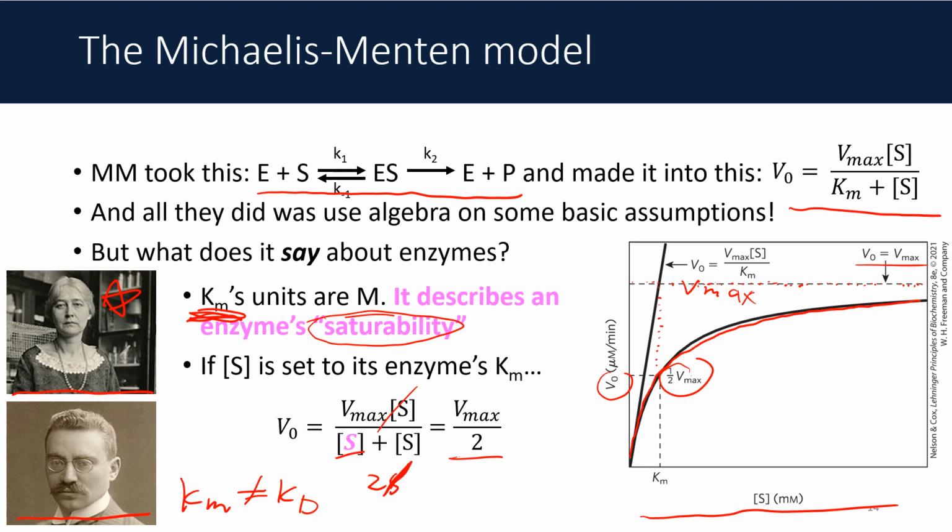Nonetheless, the lower an enzyme's Km is, the higher is the enzyme's saturability. Less substrate will be needed to reach that top threshold.